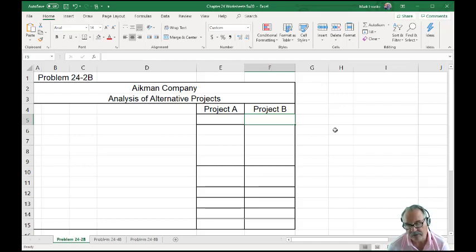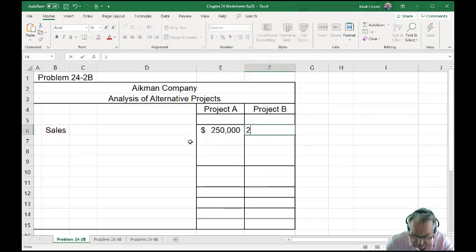These models or these problems in chapter 24 are cash flow models. And what that means is we look at the future cash flows. We have to spend money now to buy the equipment or to do whatever it is we're doing, build the building, buy the land, and then we're going to get cash returned to us over a number of years. So these two projects are going to generate sales. For Project A, it's $250,000. Project B, it's $200,000.